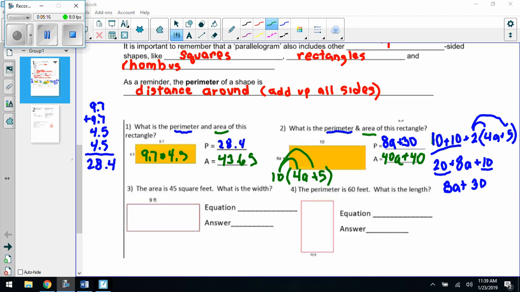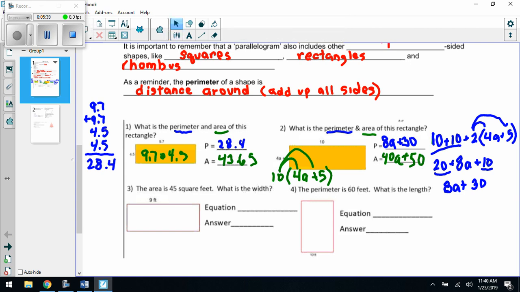And I just noticed as I paused that I made a multiplication error. 10 times 5 is not 40. 10 times 5 is 50. So let me go ahead and fix that before you write that in your notes. It's always good to look back and check your math. It's definitely 50, not 40. Sorry about that. All right, moving on to number 3.